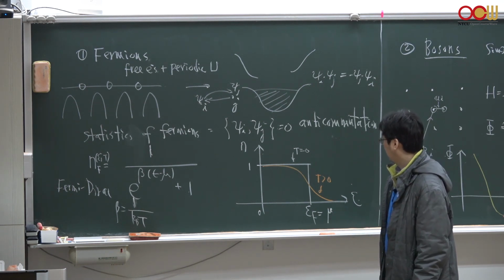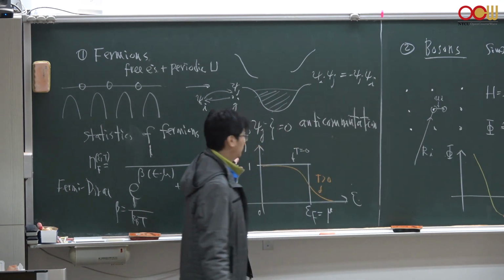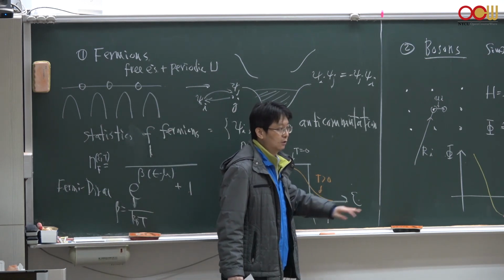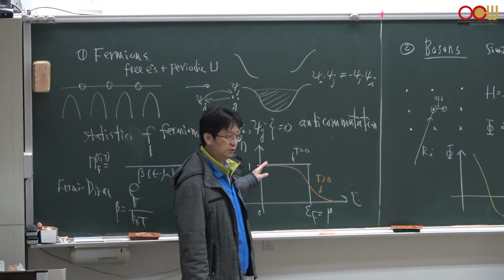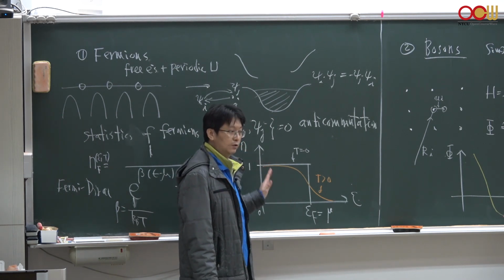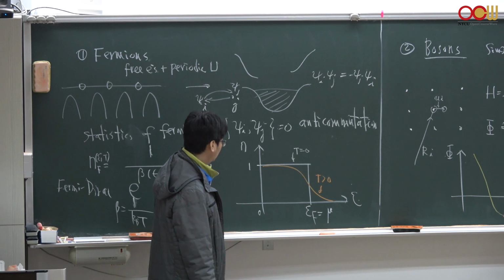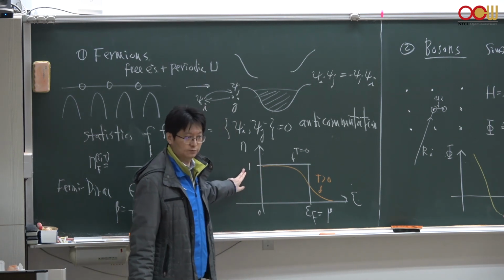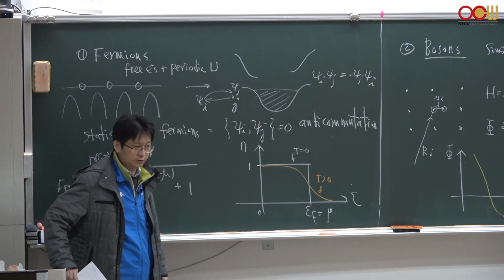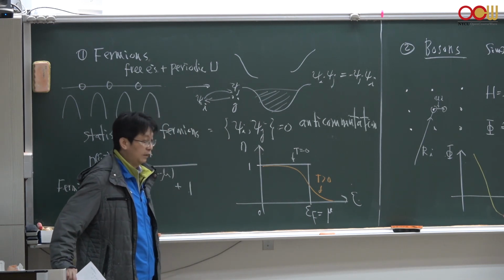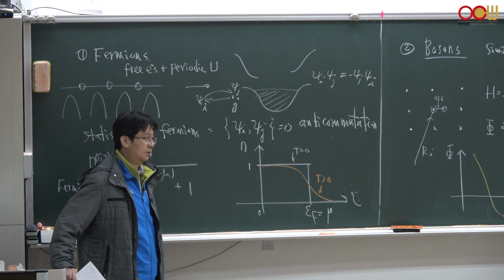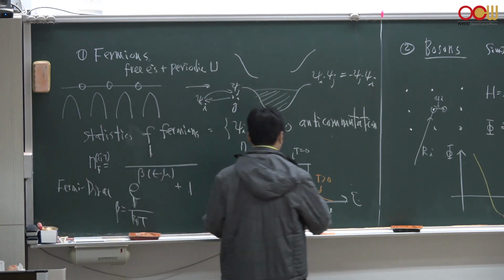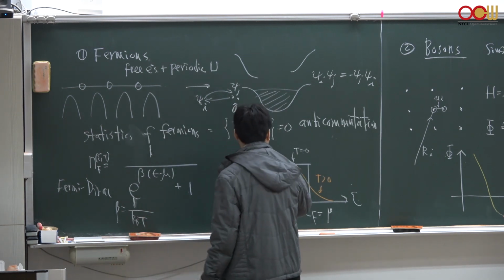And if you make a plot of this occupation of fermions versus epsilon, the energy of the electrons, you can see that at zero temperature, all the states below the Fermi energy mu are fully occupied with probability 1, which means that 100% of electrons will populate the levels below the chemical potential or Fermi energy mu, and all the states are fully occupied.